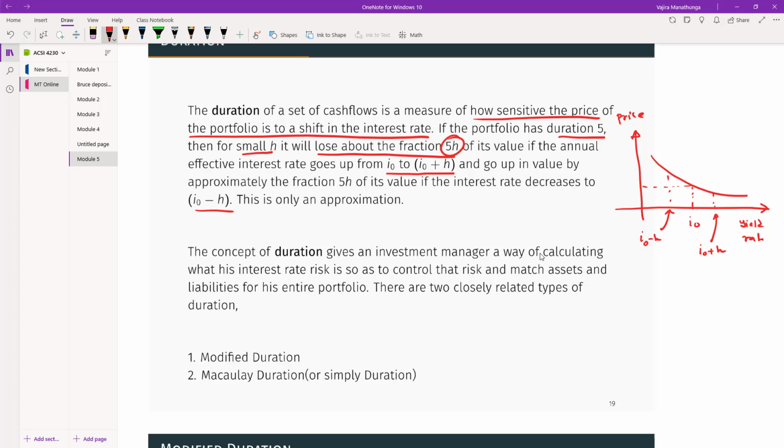The concept of duration gives an investment manager a way of calculating interest rate risk, so as to control that risk and match assets and liabilities for the entire portfolio. This is called immunization. We are going to discuss this later. As of now, just know that the fund manager needs to match these things. There are two types of duration, modified and Macaulay duration. Macaulay duration is simply called duration. Actually, these are connected concepts.